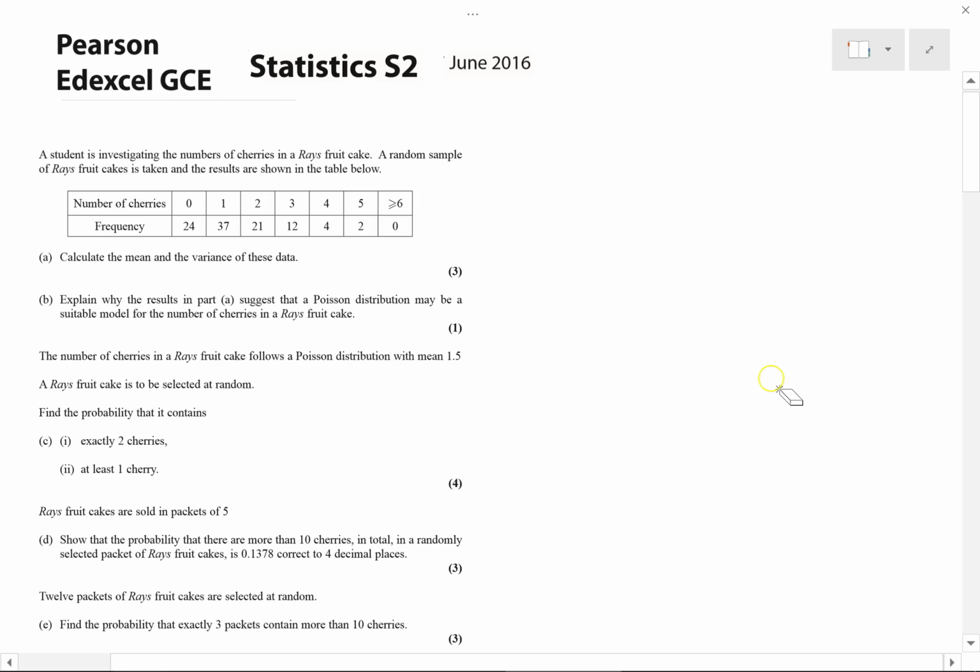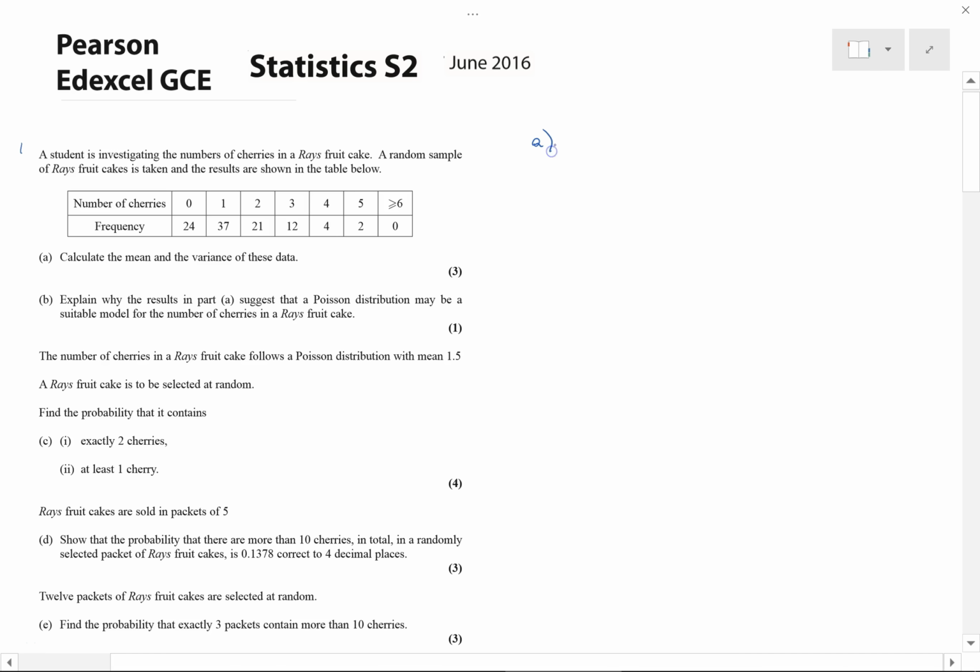We're going over in this video the solutions for the June 2016 S2 paper from Poisson's Edexcel. We'll start off with question 1, just some summary data here. It's actually real data, it's not a model, it's something that's been collected. And they want us to work out the mean and variance, something that we did in S1.